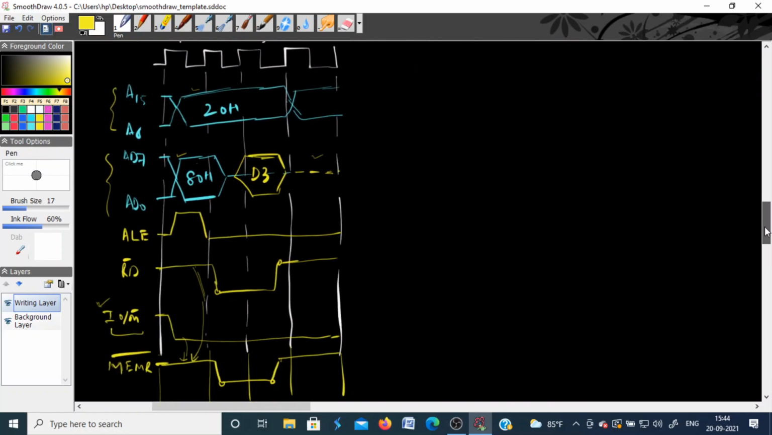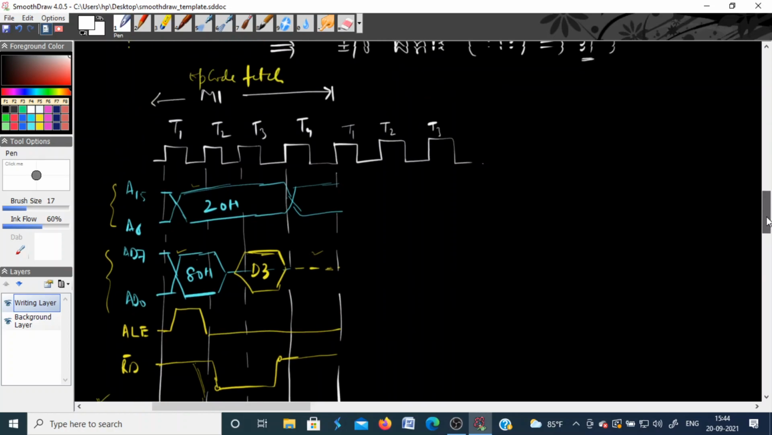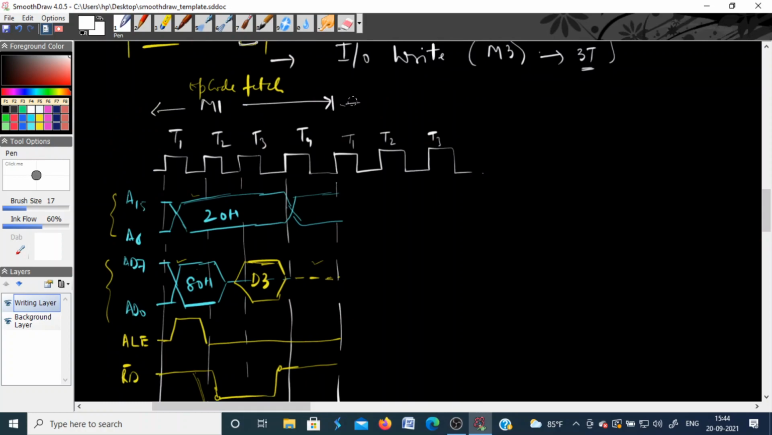And in the memory read operation, you need 3 more clock cycles. So you have 1 clock cycle, then 2 and 3. I can again write T1, T2, T3. But these T1, T2, T3 are now in the next machine cycle, that is M2, which is a memory read cycle.